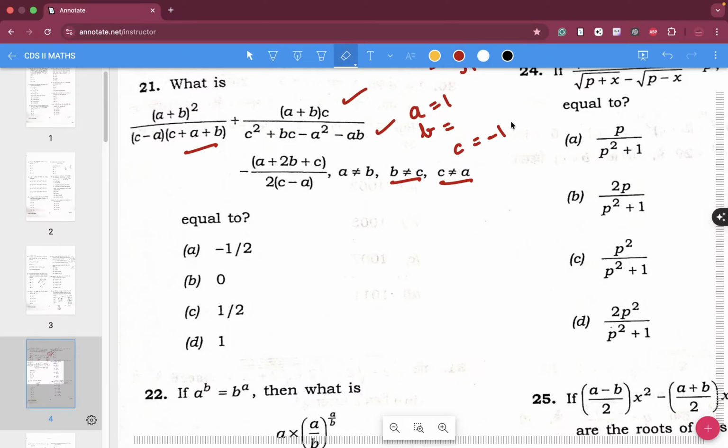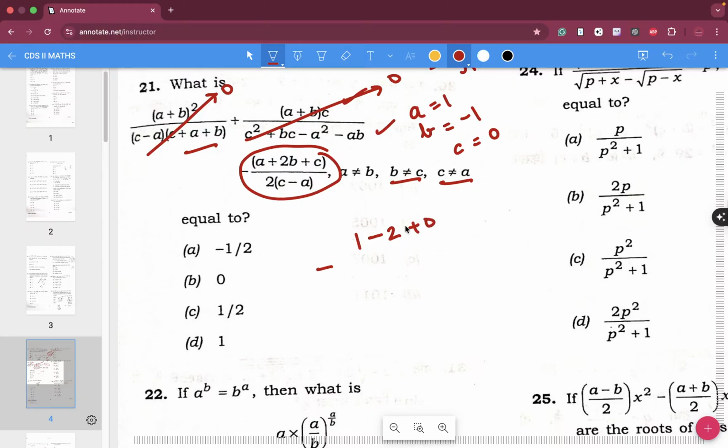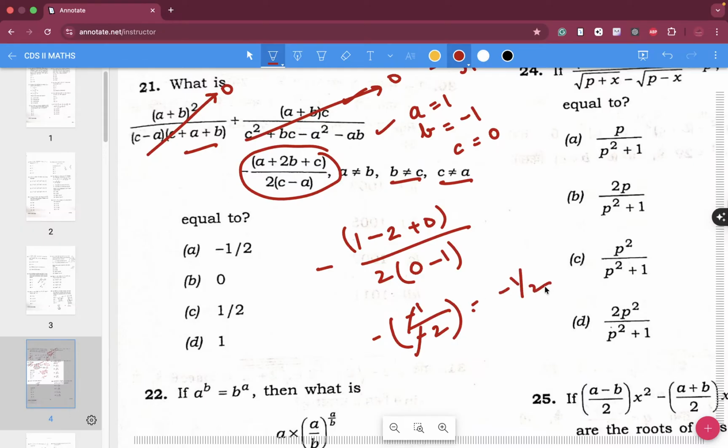Otherwise, if we want to make it a bit simpler, I would say a is equal to 1, b is equal to minus 1, and c is equal to 0. In that case, this value becomes 0 and this whole value becomes 0. We are just left with this particular value: minus of a plus 2b plus c, which is 0, divided by 2 times (c minus a), which means minus of minus 1 over here minus 2. This one gone, this one gone, we have minus half. A is going to be the correct answer for question number 21, folks.